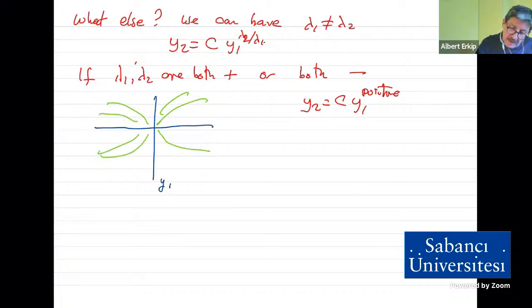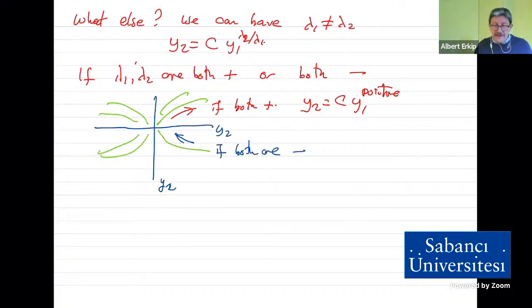This is y2. This is y1. And it goes this way if both are positive, and it goes the other way if both are negative. Okay, so again, you also have these trajectories going up or down, and 0, 0 is again the only fixed point.